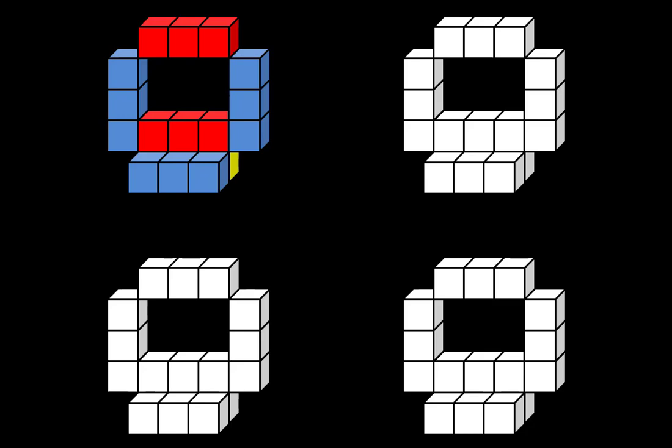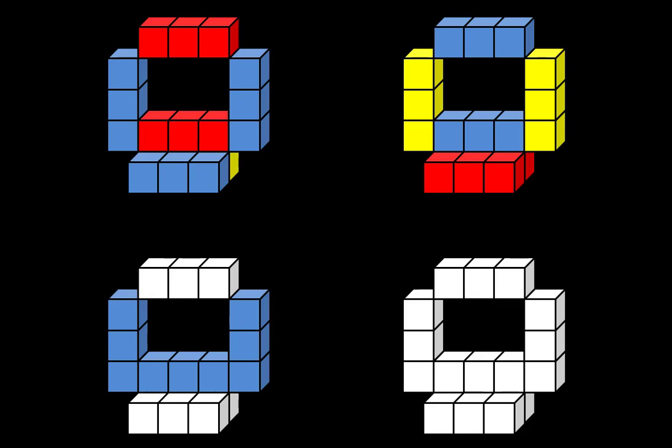Others see 3 groups of 6. They see 6 on the bottom, 6 more here, and 6 more on the side. Some can see 2 groups of 9. They see a group of 9 in the U shape, which is here, and then 9 more.